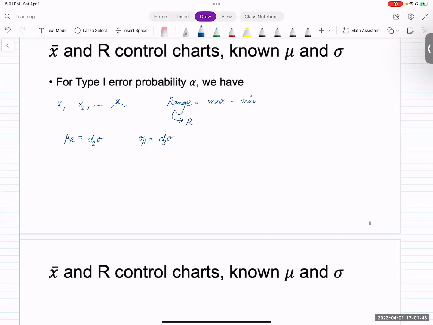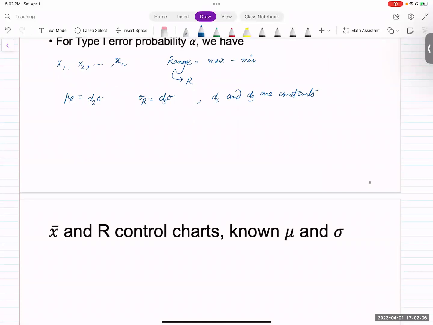Both d2 and d3 are constants. So let me write this down. d2 and d3 are constants, and again, these are available in that same appendix 6. When we do a problem, you will see how we can use appendix 6 to estimate the values of d2 and d3. Now that you have mu of R and sigma of R, we can write down UCL.